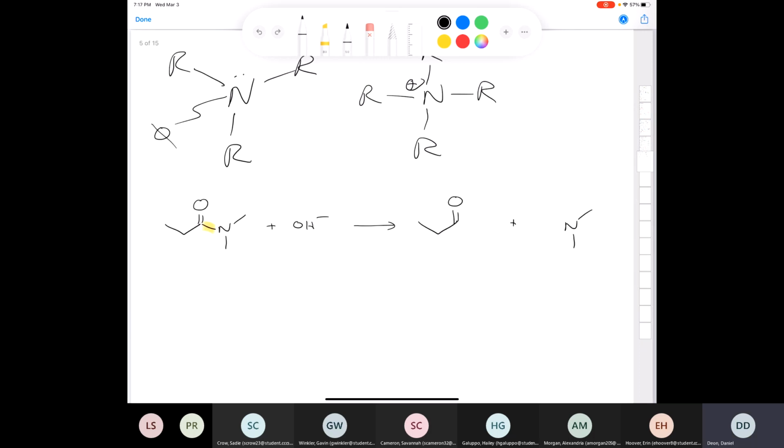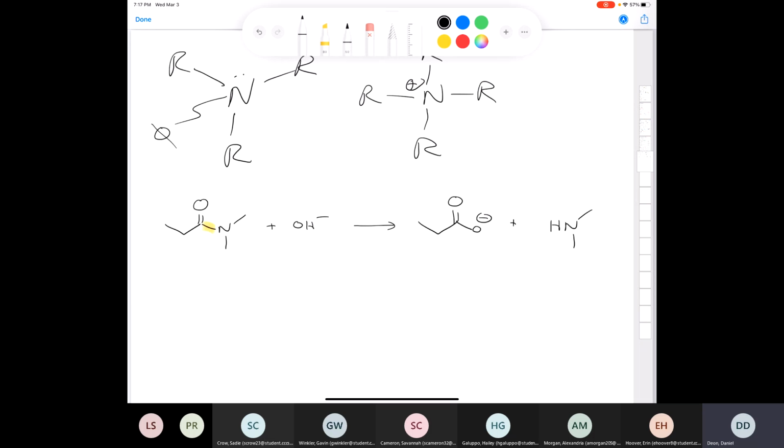Since we're in base, we're not going to have a carboxylic acid. We're going to have a carboxylate. But since we're in base, we're going to end up with our amine instead of an alkyl ammonium. And so we would end up with our amine like that.